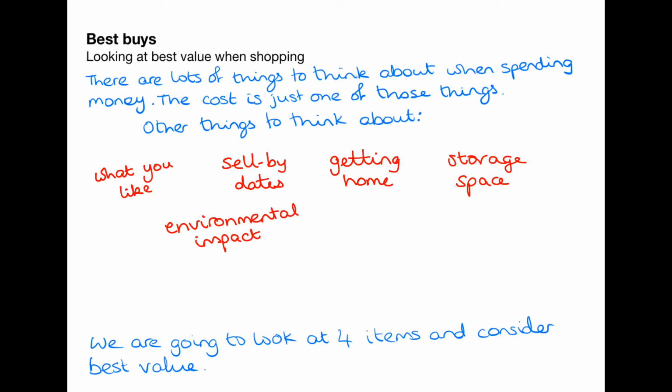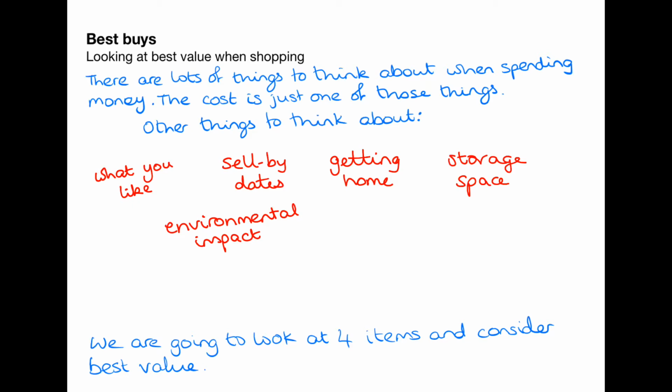Some people like to look at packaging and buy something that's got less packaging on it so that it has less of an effect on the environment. So there are lots of other things to think about. It's not just which is best value or which is cheapest. Sometimes it is, sometimes it's not. But although we're only going to look at best value today, we do need to consider all these other things if we are actually shopping.